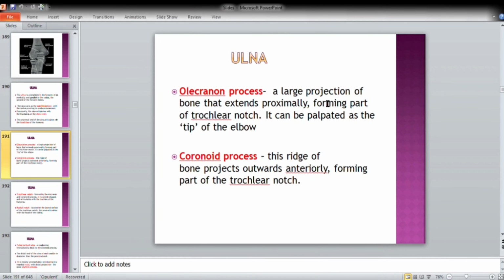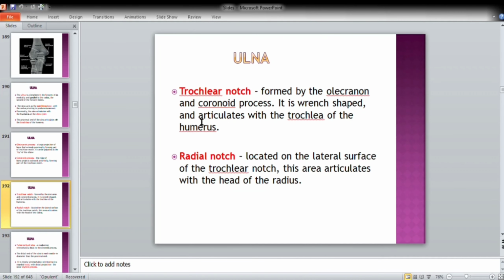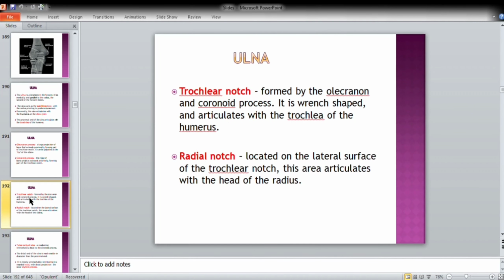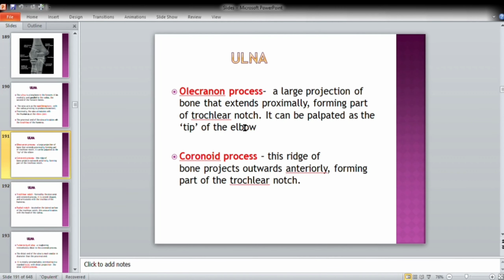The olecranon process is a large projection of the bone that extends proximally, forming a part of the trochlear notch. It can be palpated at the tip of the elbow. The coronoid process, this ridge of the bone, projects outward anteriorly, forming part of the trochlear notch. The trochlear notch and the radial notch have already been discussed. We have the radial notch and the trochlear notch, and then we have the olecranon process and the coronoid process.